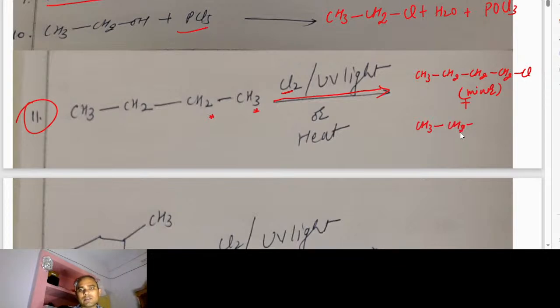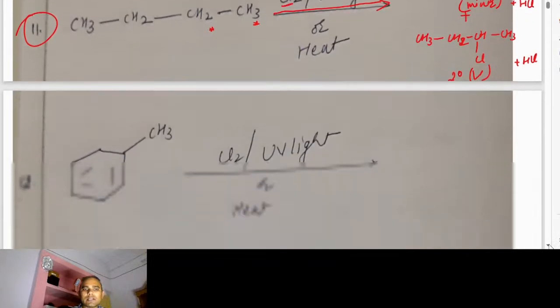CH3 CH2, again CH, here it can be Cl, then CH3. This is the 2 degree, so this is quite more stable, right? And the side product is what, student? HCl. In both the cases the side product is HCl.